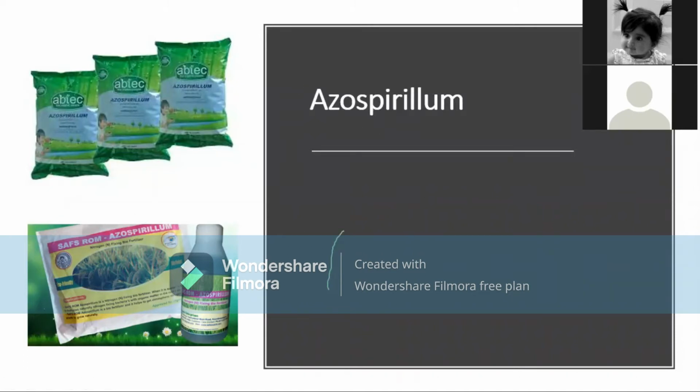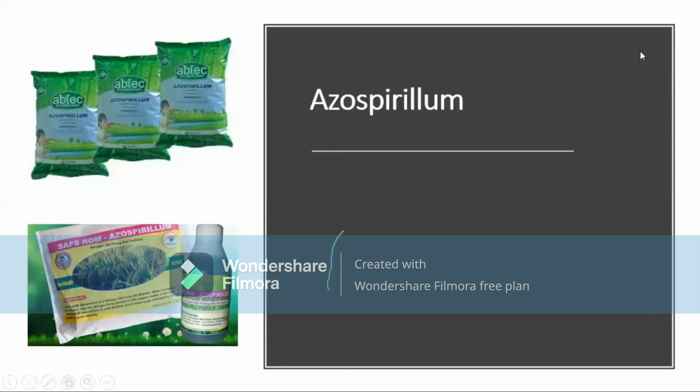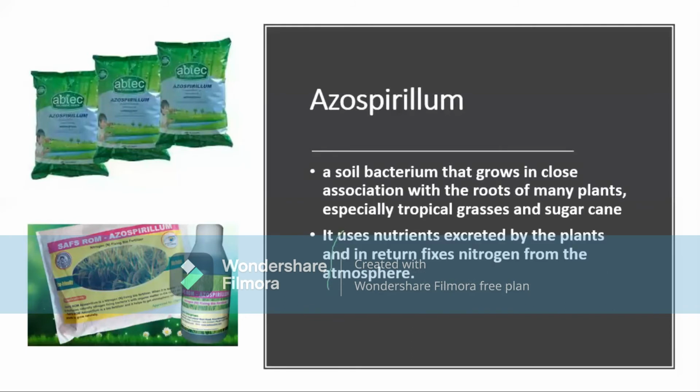So Azospirillum, I told you, once they are fixing nitrogen, they must be in close association with the roots of the plants. Definitely they are in soil because they are fixing nitrogen. So they are somehow dependent on plants because they use nutrients excreted by the plants, means they maintain some symbiotic relationship with plants, and they fix nitrogen for them.